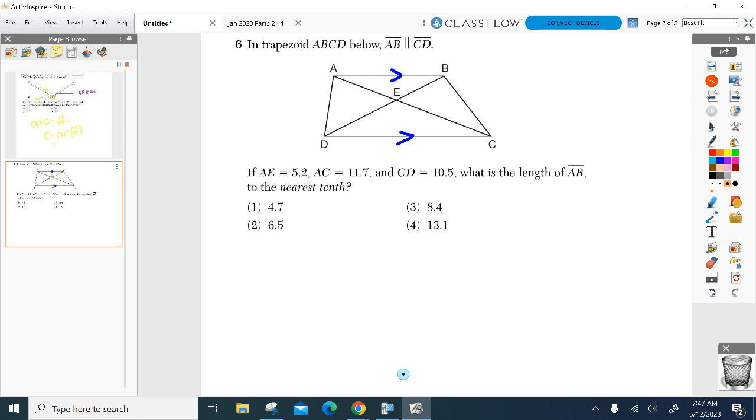Let me throw some stuff up here. AE is 5.2. This whole diagonal is 11.7. CD, the base, is 10.5. And the top base is what we're looking for, right? What's AB? Yep.